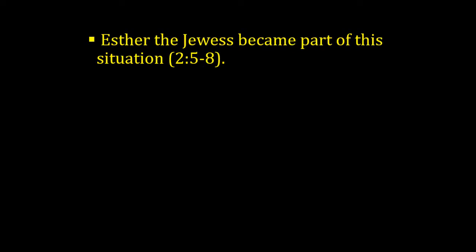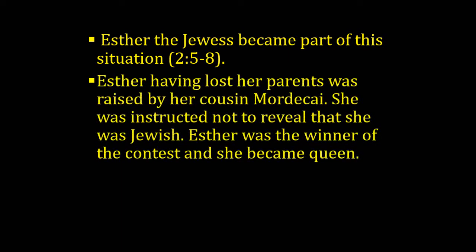So young women would join the king's harem, and then the king would decide which one would become his queen in place of Vashti. Esther, the Jew, became a part of this situation. We find in chapter 2, verses 5 through 8, having lost her parents, she was raised by her cousin Mordecai, and she was instructed not to reveal that she was a Jew. And then Esther was the winner of the contest, and she becomes queen.